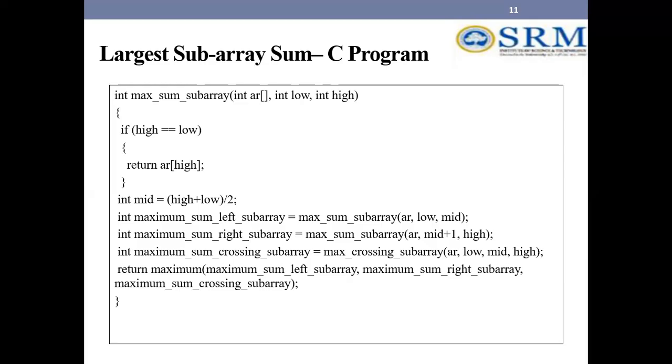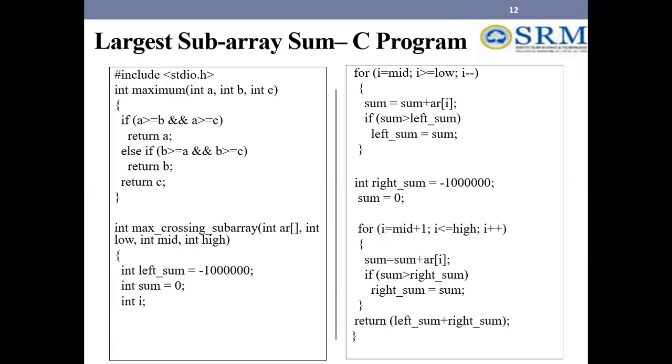That is where we are having LSS, RSS, and maximum crossing subarray CSS. The last statement is maximum of LSS, RSS, and CSS. That is the maximum function. And we will see what the maximum function is.